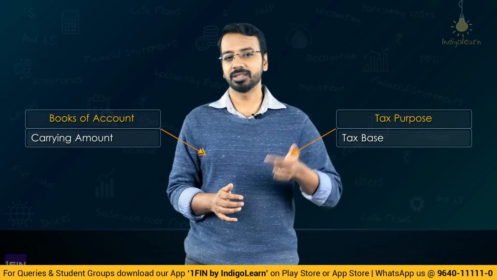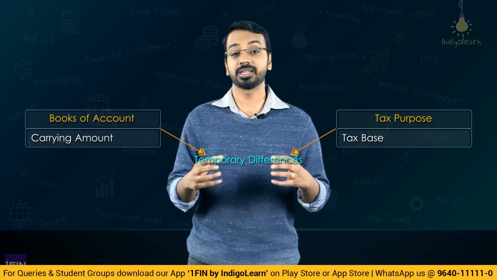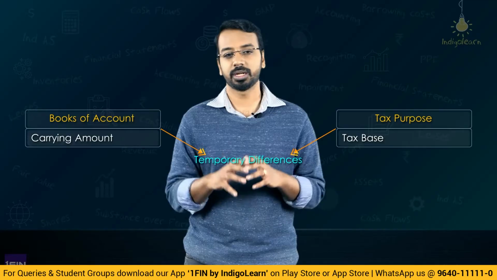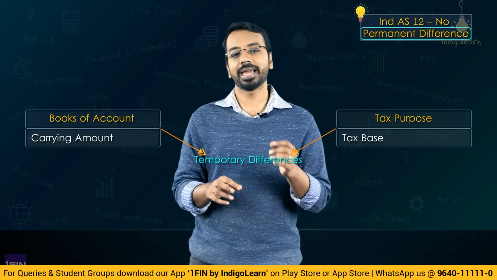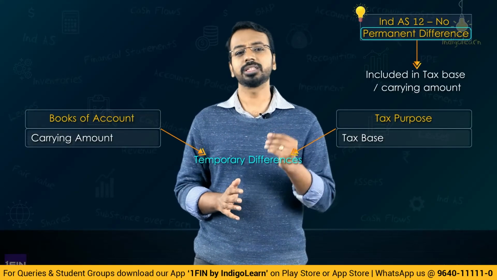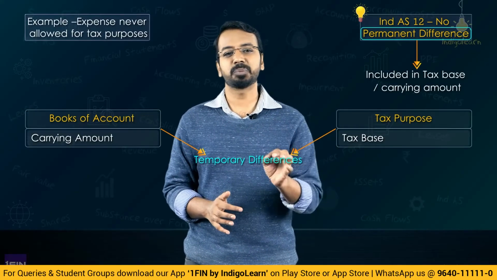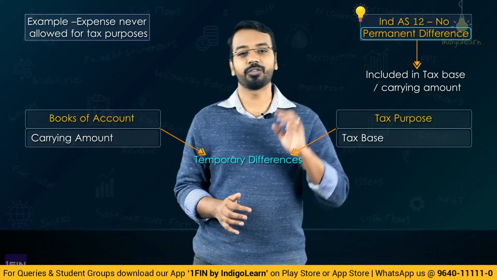Now, you might have a doubt. Sir, is there something called a permanent difference like we had in accounting standard 22? Now, friends, here, we do not have any concept of permanent difference. The impact of permanent difference is automatically captured into the carrying amount or the tax base. How is that so? Let me give you a simple example. What is a permanent difference? Say, an expense which will never be allowed for tax purpose.